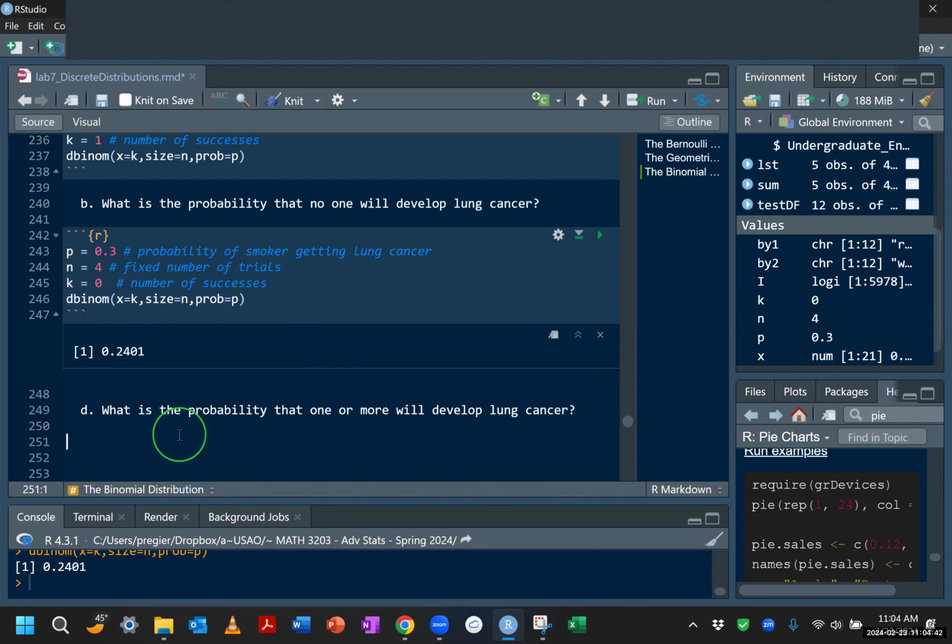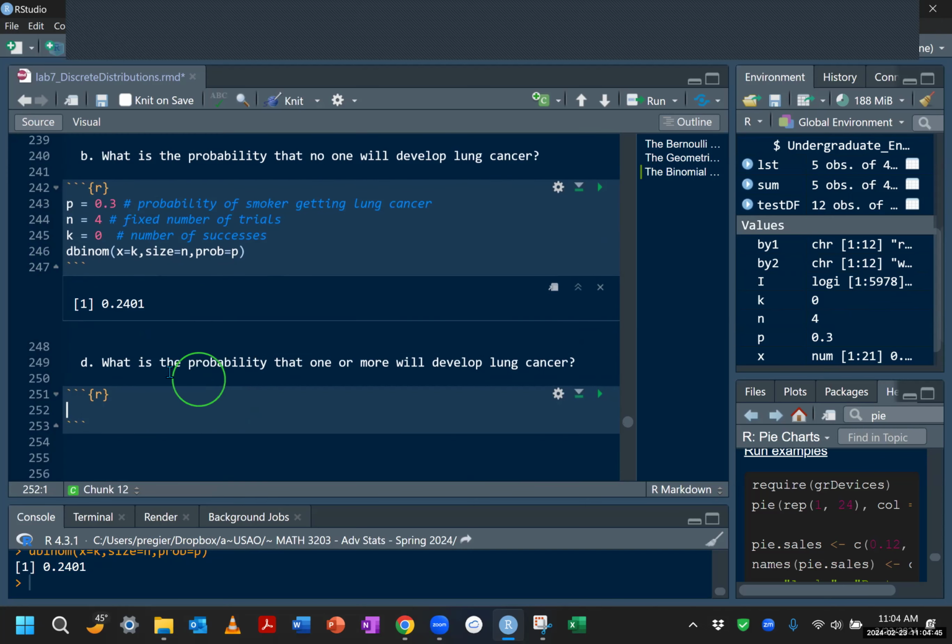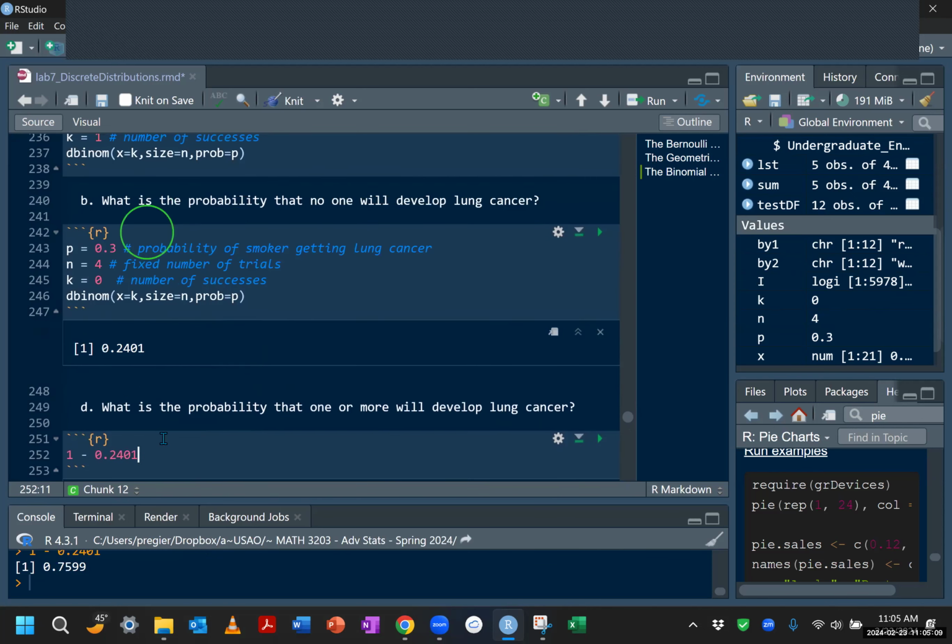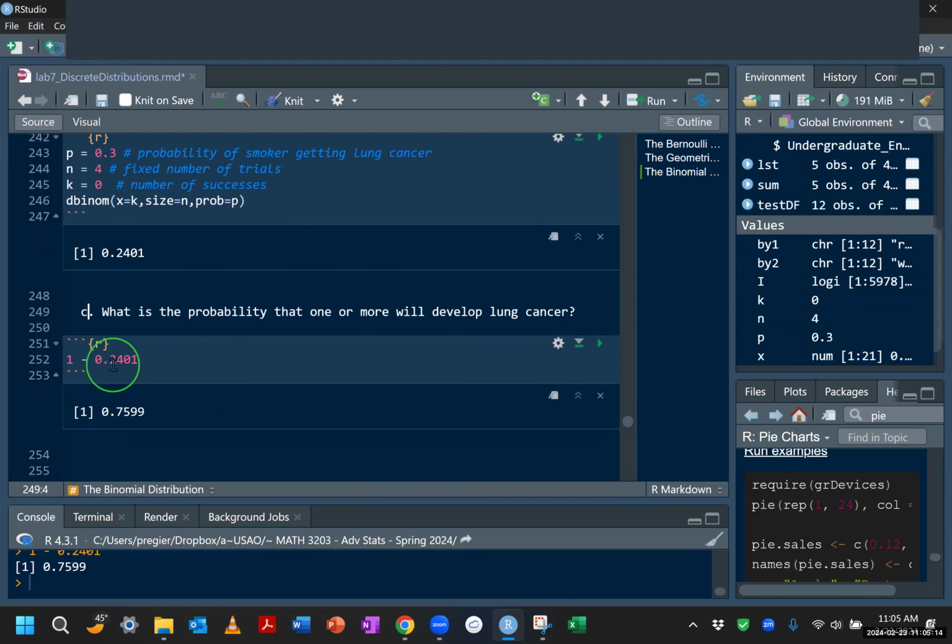Okay, so now if we want to do this last part, what is the probability that 1 or more will get lung cancer? I'll do it 2 ways, whatever makes the most sense. 1 or more would be not 0, right? 0 was a 24% chance. So 1 or more would be the complement of that. It's a pretty clever way to answer this one. Since B and, oh, this should say C, huh? Interesting. Since B and C are complementary, they are going to add up to 1. So we can use that rule.